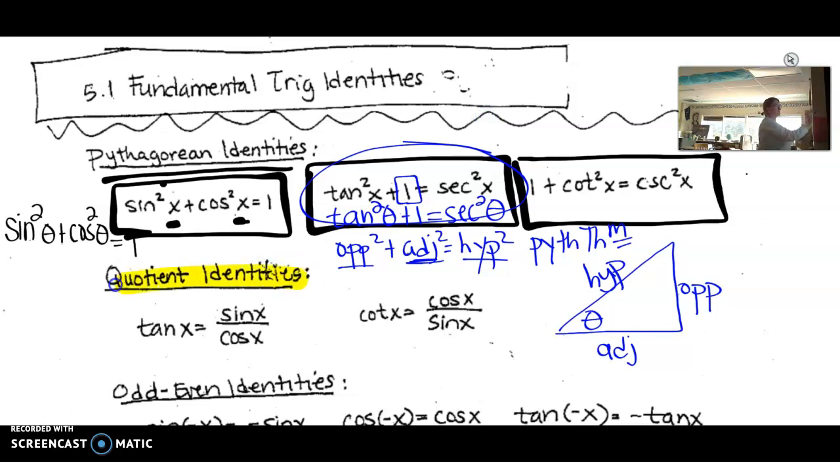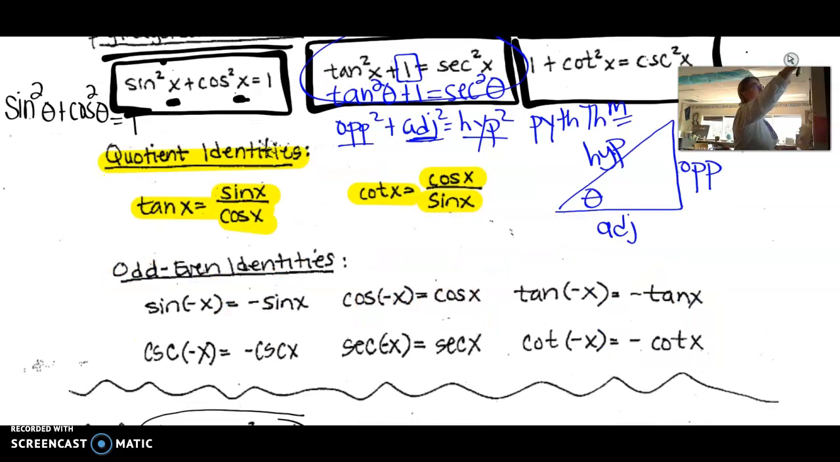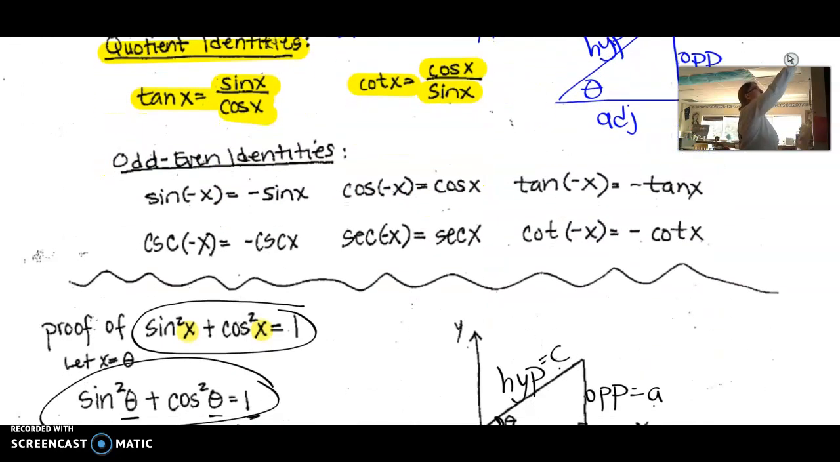We have your quotient identities, which include tangent is equal to sine of x over cosine of x. And because cotangent is the reciprocal of tangent, it's equal to cosine of x over sine of x. We use these identities in chapter 4 pretty regularly. We're also going to be taking a look at your odd and even identities.